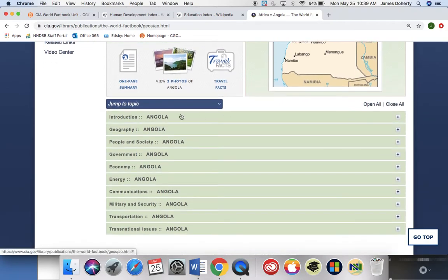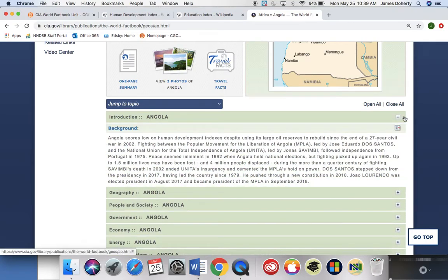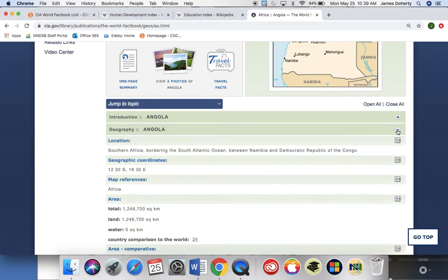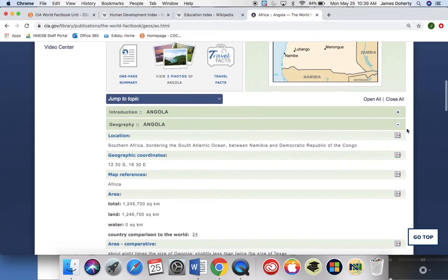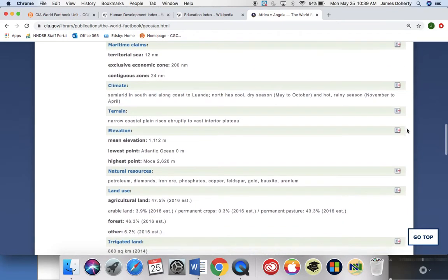There's an introduction to Angola, so you would click on the plus button, read through that, write down what you think is important. You would record it in your assignment sheet, which I'll share with you in a couple of minutes. You would continue on with the next tab, which involves mostly the physical geography things. That's where you would gather it all.